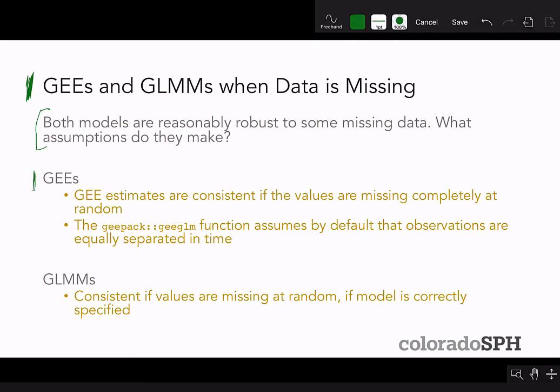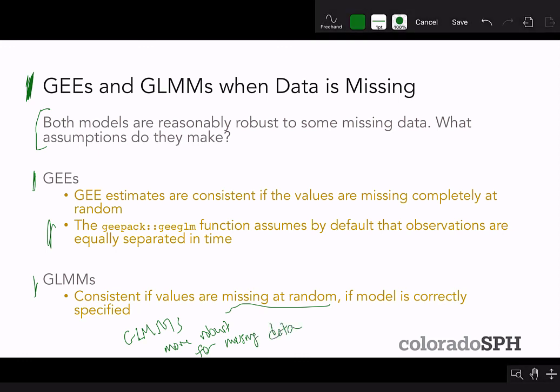Well, GEE's estimates are consistent if the values are missing completely at random. So basically, GEE wants your values to be missing completely at random. And on top of that, it assumes by default that observations are equally separated in time. GLMs, on the other hand, are consistent even if missing at random, as long as your model is correctly specified. So GLMs are slightly more robust for missing data when it's not missing completely at random.